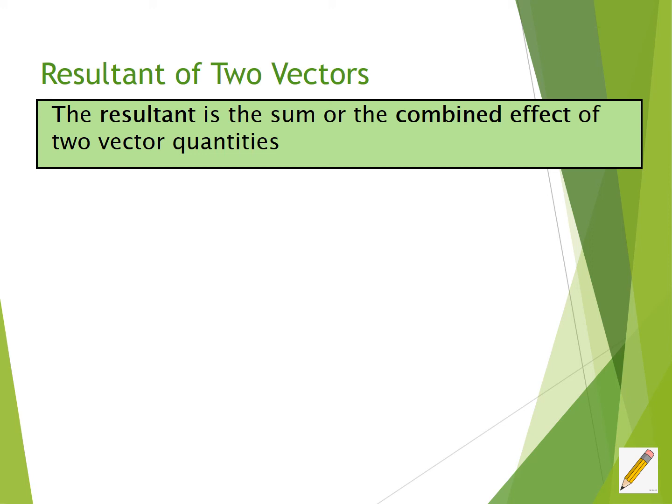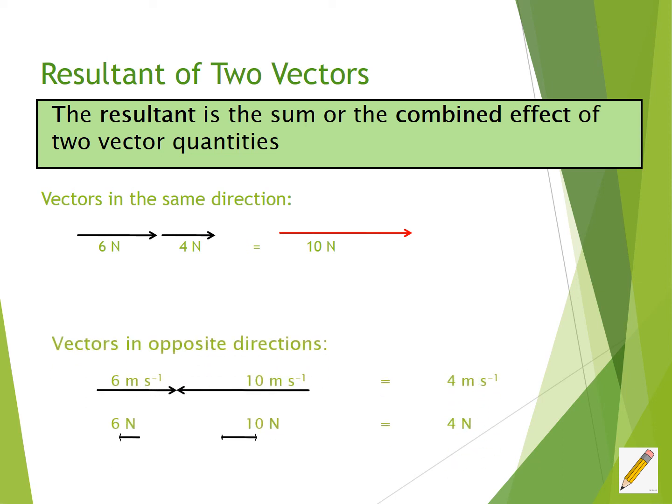Let me explain an example. Vectors in the same direction. So here we have vectors in the same direction, so the resultant will also be in the same direction. When the vectors are in opposite directions, we will get the resultant in the direction which has the maximum value.